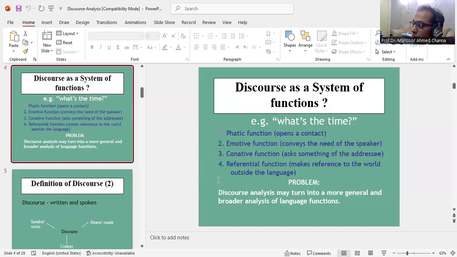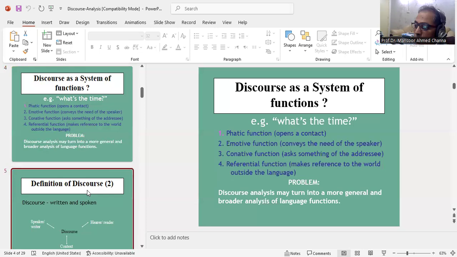Discourse is a system of functions. For example, what's the time? Phatic function opens a contact. Emotive function conveys the need of the speaker. Conative function asks something of the addressee. Referential function makes references to the world outside the language. The problem: discourse analysis may turn into a more general and broader analysis of language functions.